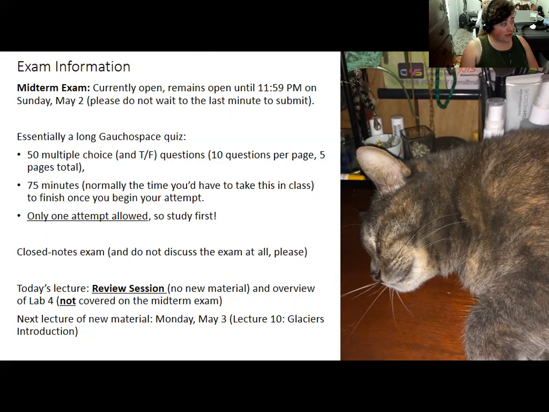You have 75 minutes to take it. And that's about as much time as you'd have to take it in class if you were doing it as a sit down pen and paper exam. Now, it is basically going to be a long quiz. The questions on this exam are going to be very similar to the ones that you saw on lecture quiz one, with the exception that there are no short answer questions. Everything's going to be automatically graded. You're not writing anything out.